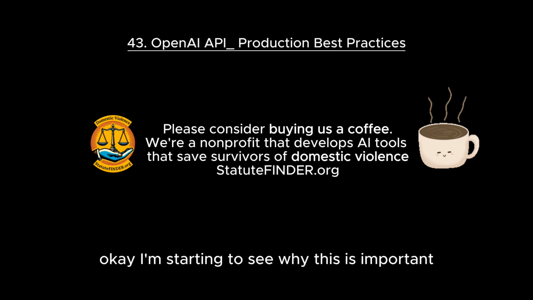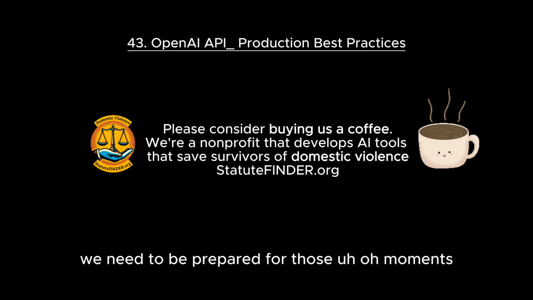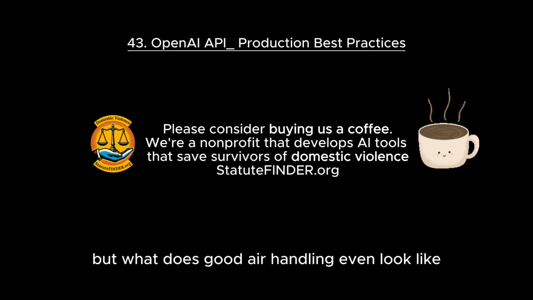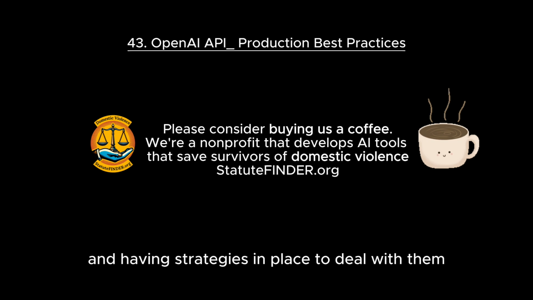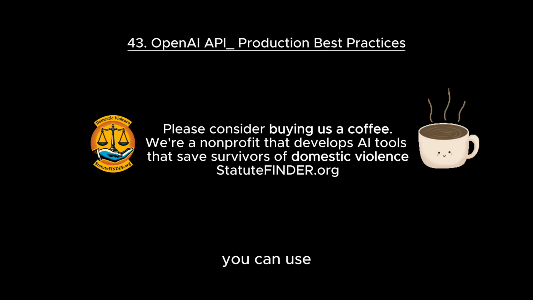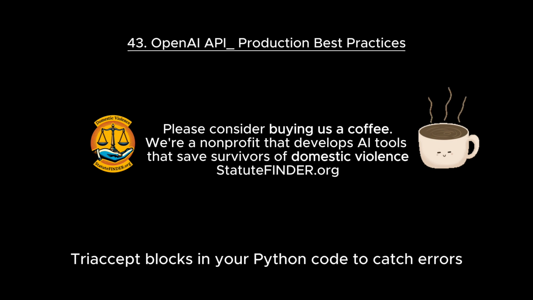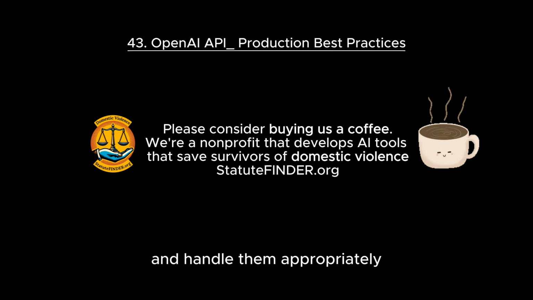Okay. I'm starting to see why this is important. We need to be prepared for those uh-oh moments. But what does good error handling even look like? It's about anticipating potential problems and having strategies in place to deal with them gracefully. For example, you can use try except blocks in your Python code to catch errors and handle them appropriately.